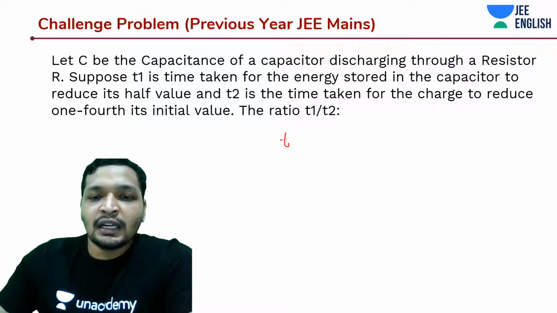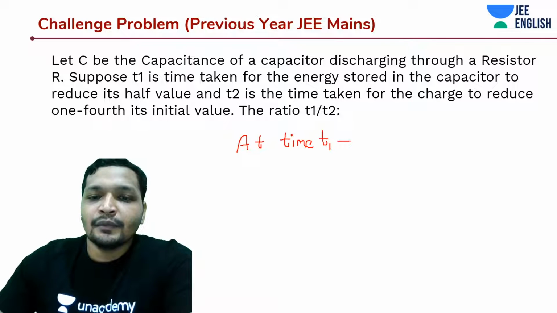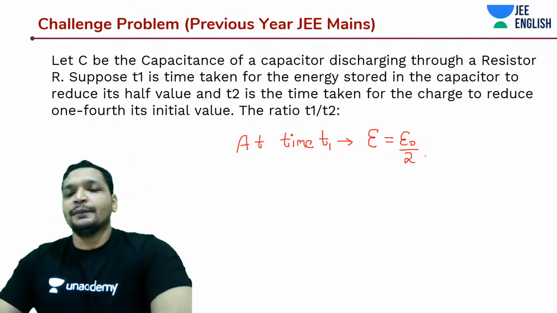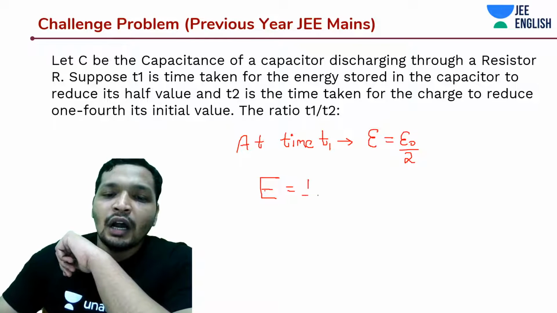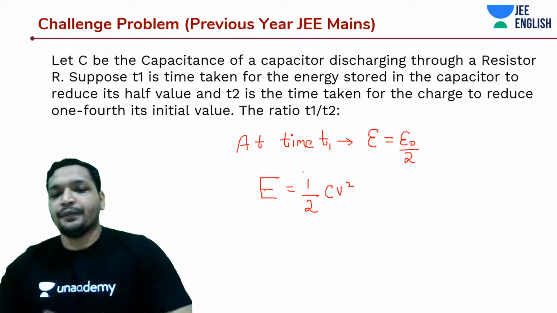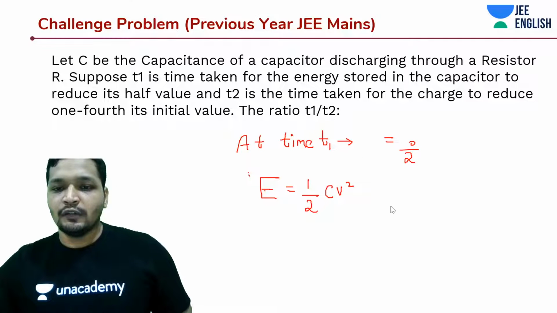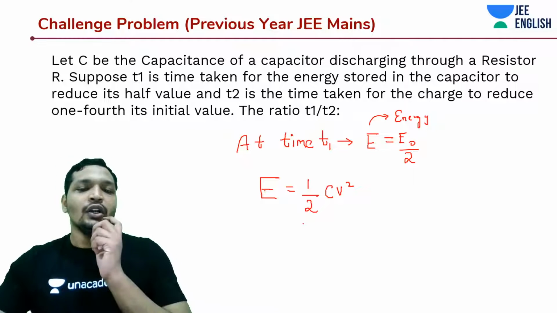So at time t1, what is happening? Energy becomes half. E is equal to E naught by 2. It looks like epsilon, but it's actually E. So what is the equation for energy? E is equal to half CV square. Let's keep it as E itself, because it's not EMF, it's energy, right? Okay, so it's half CV square.